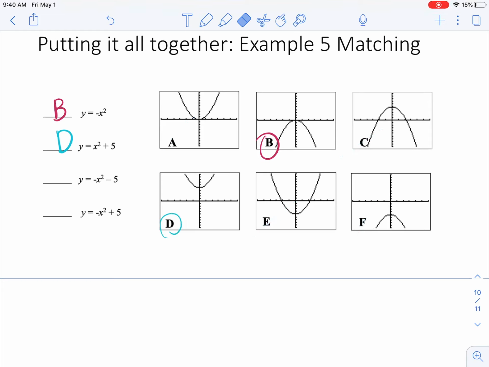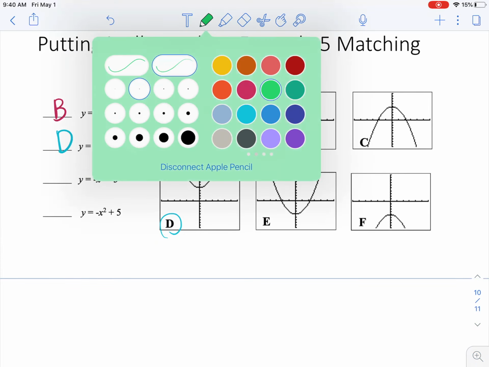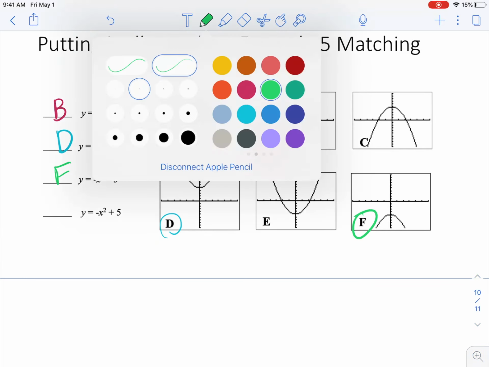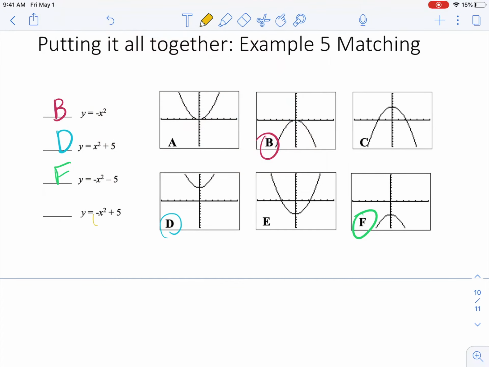Okay, next here, we have one that's negative, so it opens down, and it's negative for C, so it starts below. So we want something that opens down and starts below. And F is the only one I see that opens down and its vertex is below the x-axis. So that's F. And then finally, last problem here, we want one that opens down and starts above. So can't be A, opens up, can't be E, opens up. How about C? Does that open down? Yes. Does it start above? Yep. That's the only one.